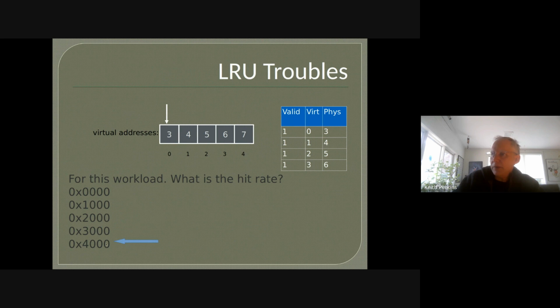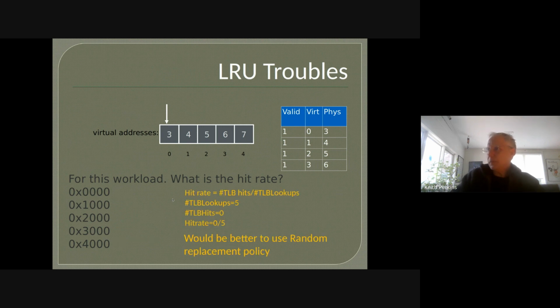And then the very next access that I have is I want to access virtual page 0. I just replaced virtual page 0, and I replaced it with this mapping, 4 to 7. And so what will happen in this case is I'm going to have 5 TLB lookups. I'm going to have 0 hits, and my hit rate is going to be 0 out of 5.